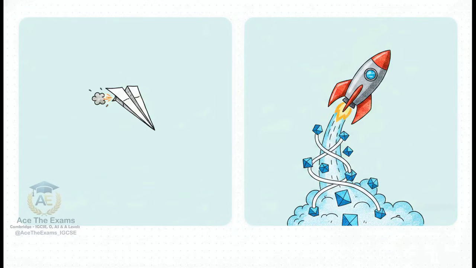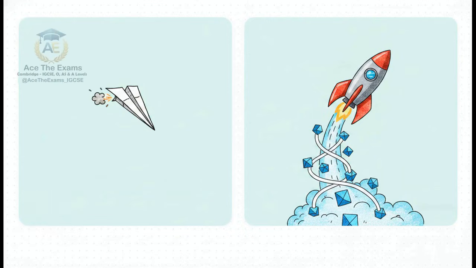Conversely, the evaluative pathway is a high-propulsion launch. It involves rigorous, systematic processing. It means questioning assumptions, applying those crucial cross-topic connections we talked about, and drawing firm, evidence-based conclusions, particularly when the examiner's command word demands it. This is the only way to secure the top-tier marks.